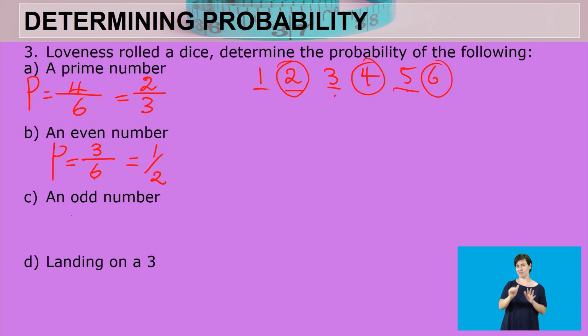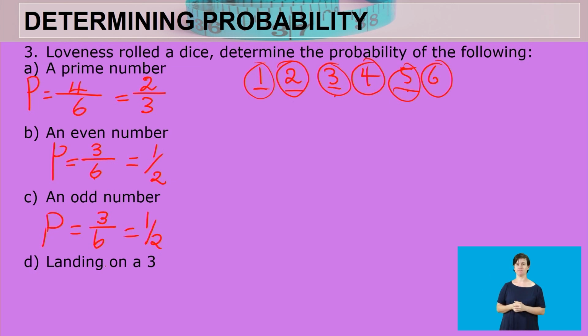An odd number, what is an odd number? It is a number that is not divisible by 2. So any number that is not divisible by 2, we've got 1, we've got 3, and we've got 5. So it means probability is equal to, there's 3 of them. So it's going to be 3 over 6, which is the same as 1 over 2.